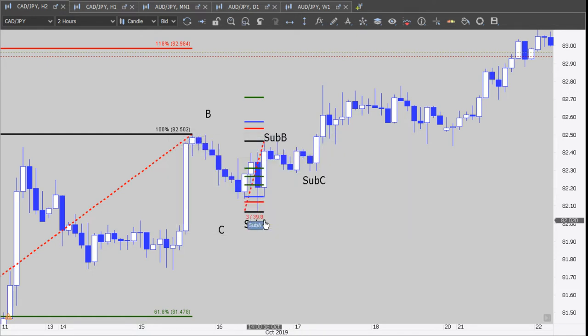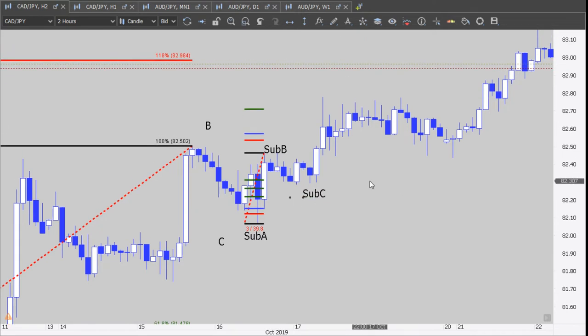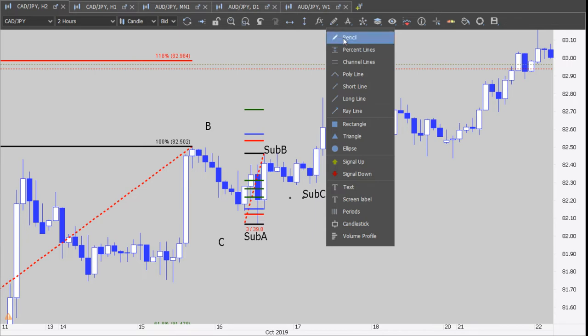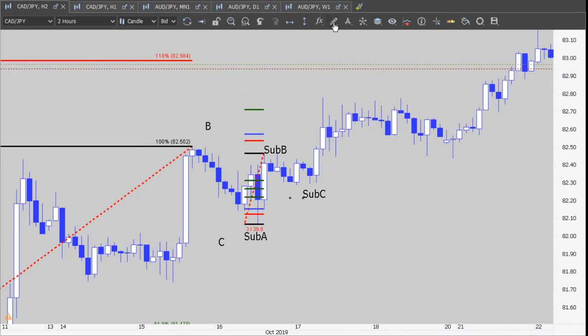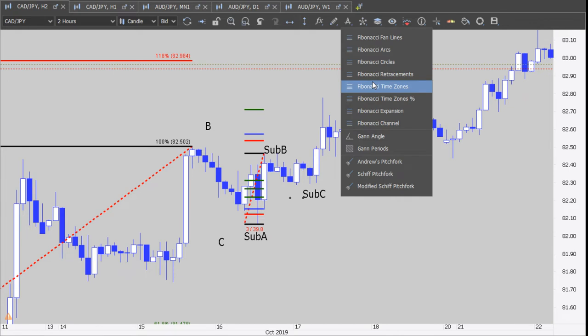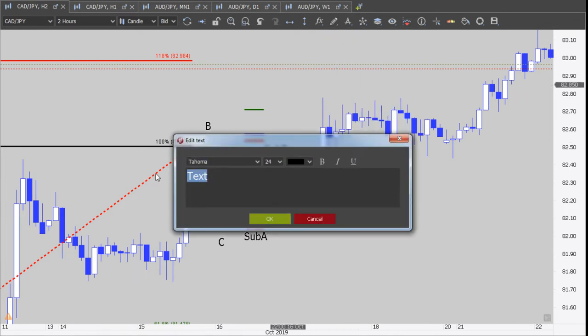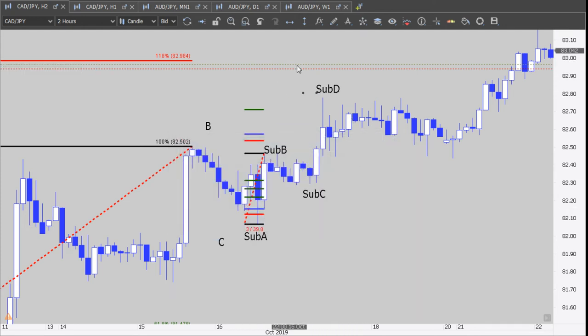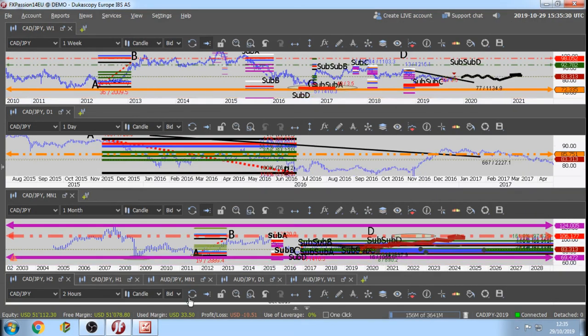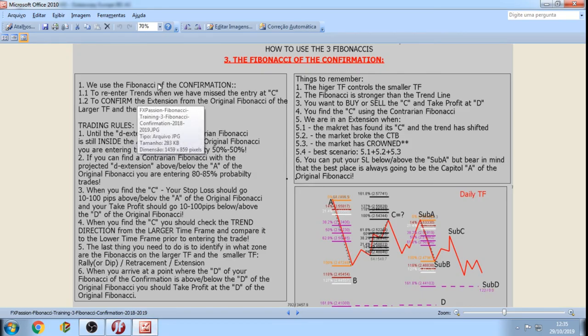But C is not a confirmation though. You are absolutely correct. It's not confirmed. Still, you have an original Fibonacci and the Fibonacci of the confirmation pointing up. Sub A, sub B, sub C, sub D. Why are we drawing this Fibonacci of the confirmation on the chart? Because we use the Fibonacci of the confirmation to re-enter trends when we have missed the entry at C.